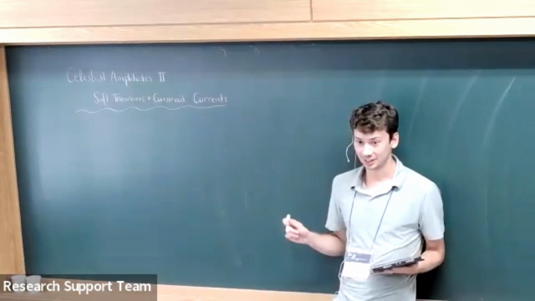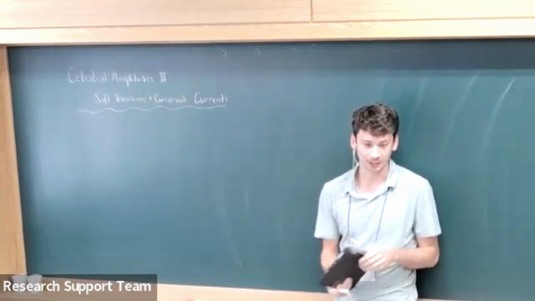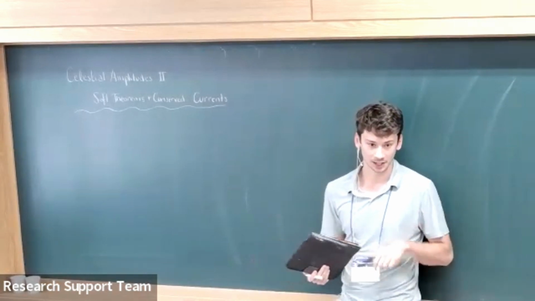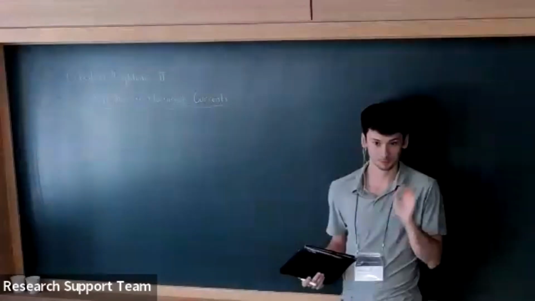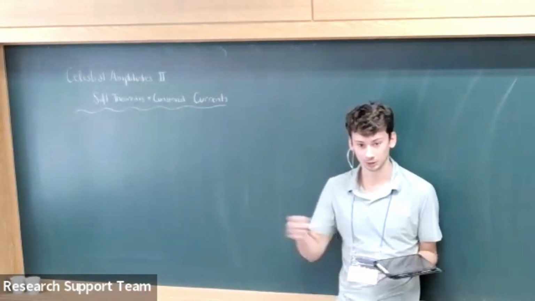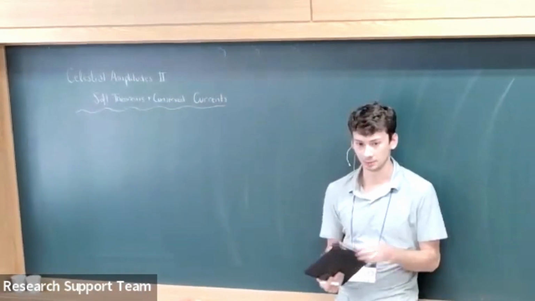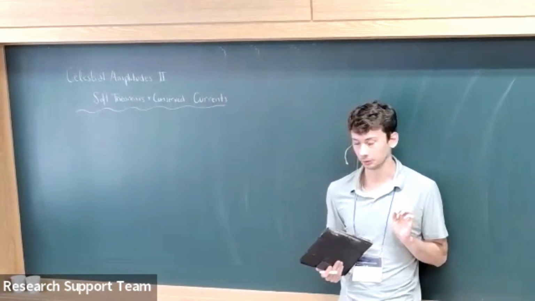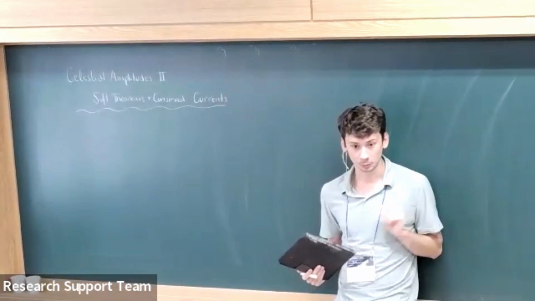So last time, roughly what we did is I defined what a celestial amplitude is via some Mellin transform of momentum space scattering amplitudes. And I'm going to review what we talked about in a moment. But before diving into this review, I just want to summarize where we're going from here.